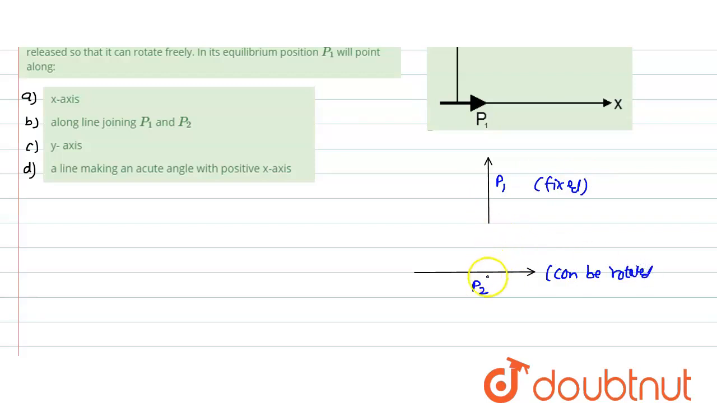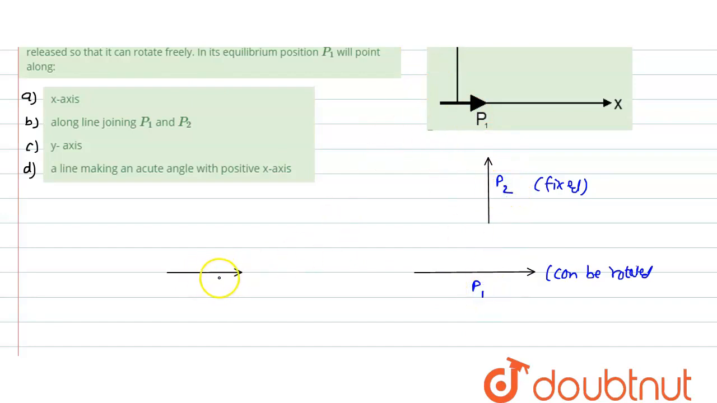Now if we check what the direction of the electric field would be, this is the direction of the dipole, so from negative to positive, one direction of the electric field would be in this direction. P2 is fixed and P1 can rotate. So this is our P1 and this is our P2. We have just written it like this. So this is our P2 and this is our P1.